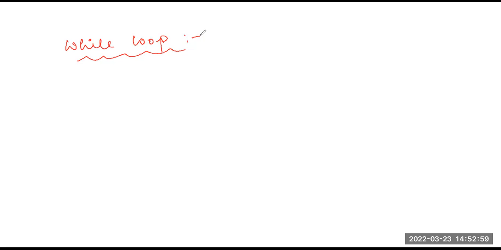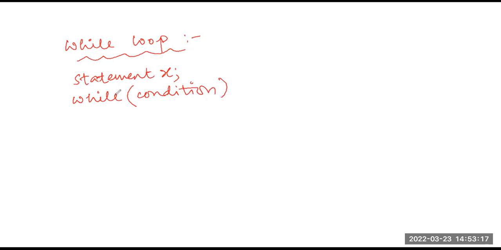In while loop, what will happen is, suppose I am just writing the construct. Suppose several statements are there, and after a few statements, the while is starting. Inside the while, there will be one condition, one expression. If the expression is true, then a few statement blocks will be executed. Fine. And then this is out of the loop.